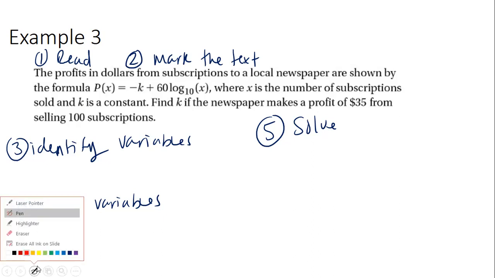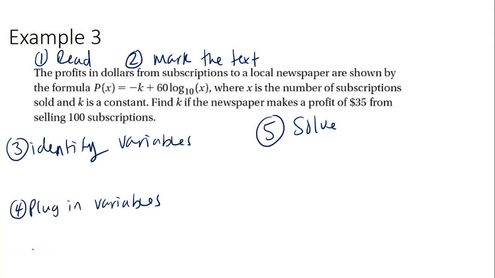Okay, so we read, now we're gonna mark the text, okay? Marking the text means I'm gonna go back through and identify key information, right? So an equation is pretty important, right? So we know we have an equation, and then identifying what the values of the equation. We know that X is your number of subscriptions, K is your constant, and we're going to circle what we're looking for. It wants us to find what? K. And then it tells us that our profit is 35 after we sold 100 subscriptions. So I've now identified all the key parts of this.